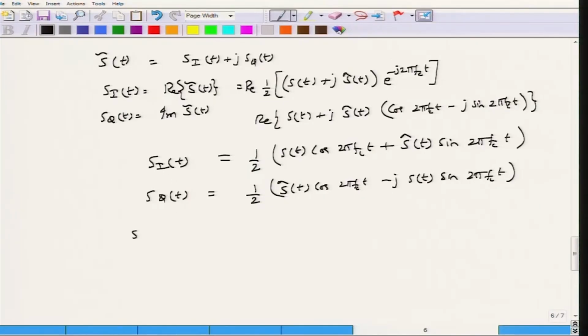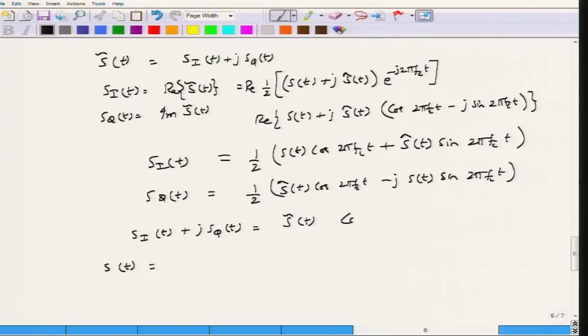You can very well show that if I take S I of t plus j S q of t, I should be able to obtain S hat of t, because that would imply multiplying this S q of t by j here, and that j will be there, but j into minus j will be plus, and then if you add them up, clearly you will see that this would be equal to s tilde of t, which is the complex representation.